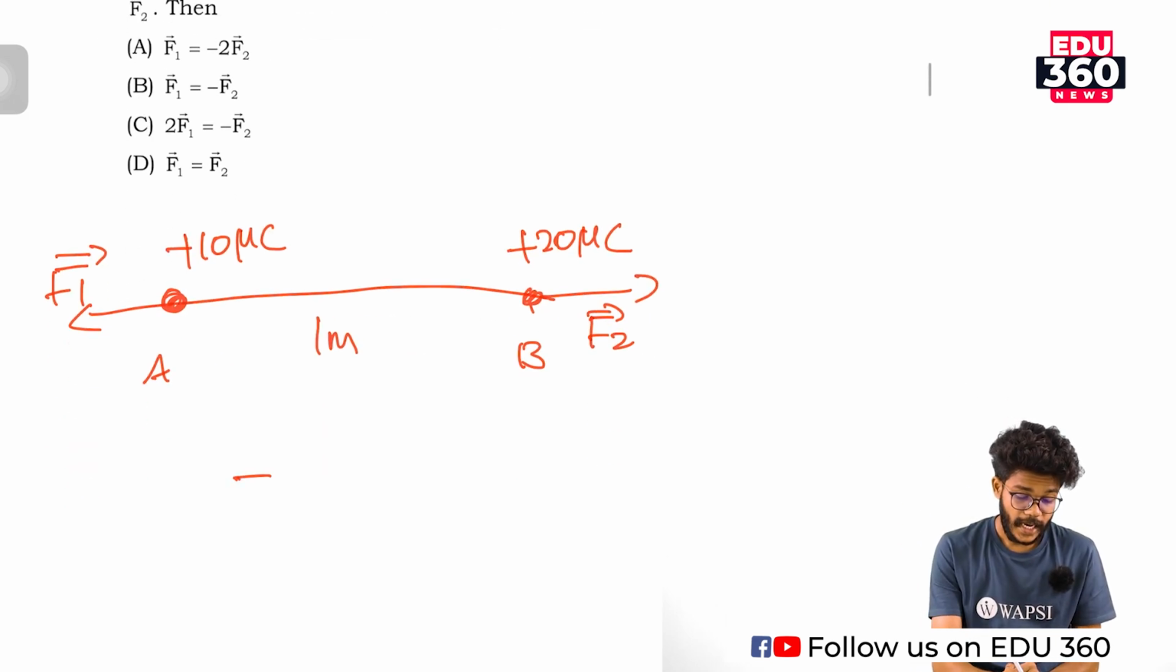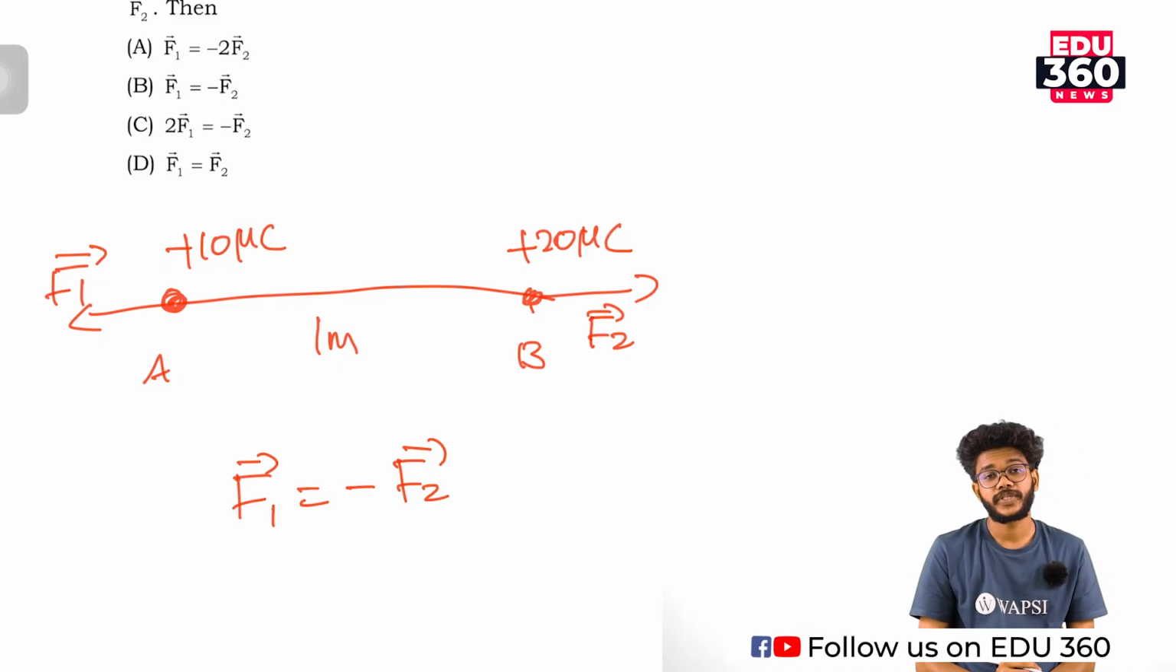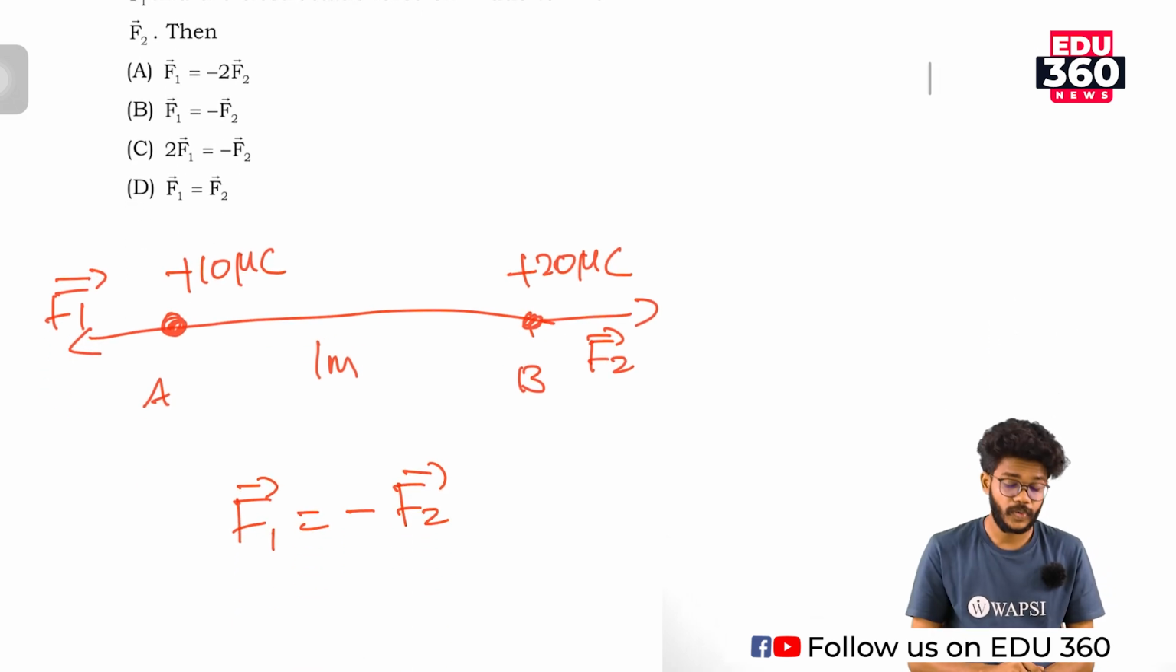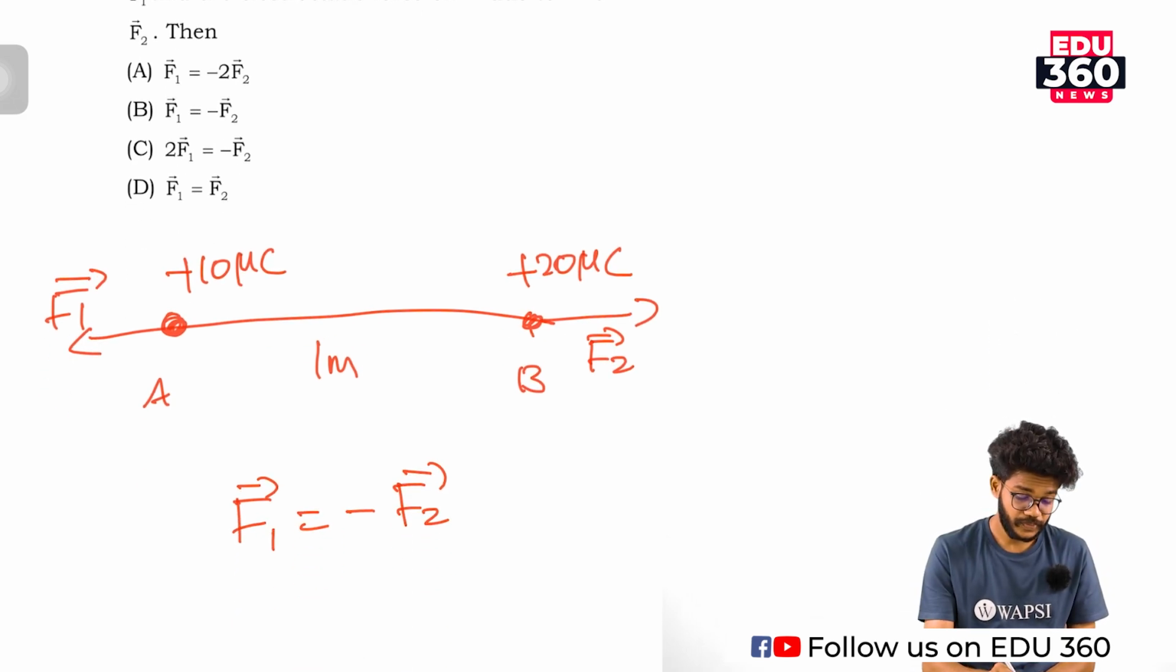So F1 is equal to minus F2, because the force equation 1 by 4 pi epsilon 0 can be treated as K, Q1 Q2. For F1, Q1 is the same as for F2, and Q2 is the same for F1 and F2. That means the magnitude is not changing but the direction is opposite. That means F1 is equal to minus F2.